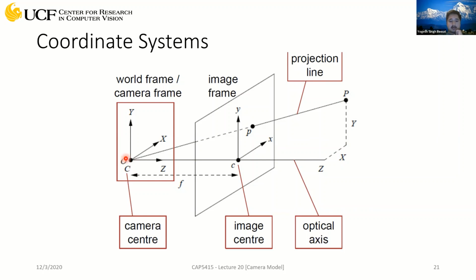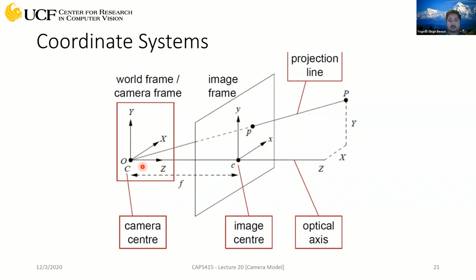And this is your camera center. All right. So again, this can be your camera coordinates, and it's different from your world coordinate. And then you have your image frame. So in your image frame, you can also see that you have a center, and you will have this X and Y coordinates. So this line over here, this is called the optical axis.